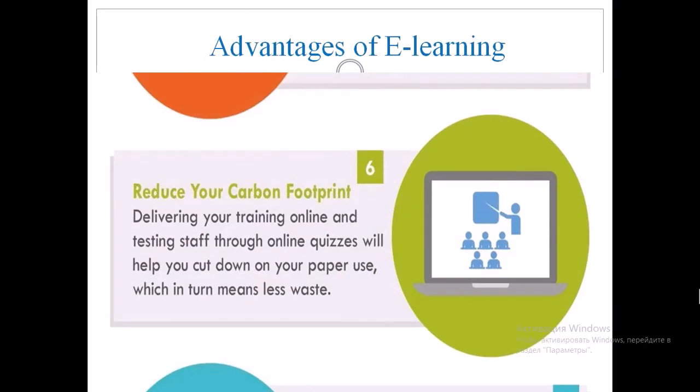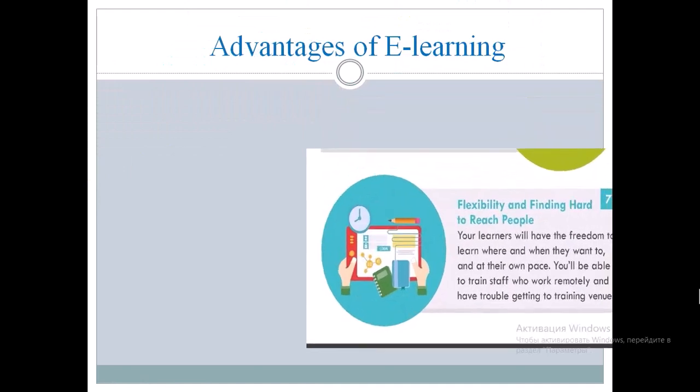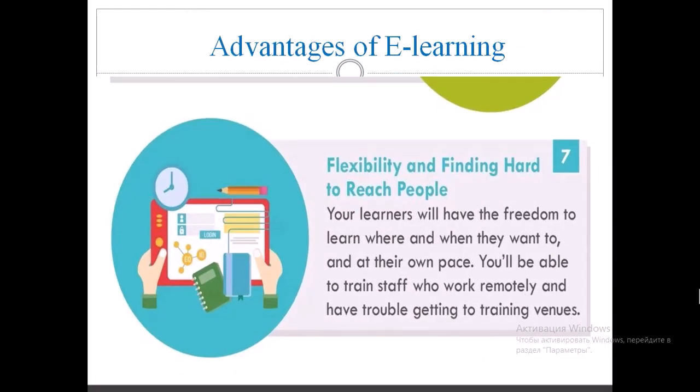The sixth advantage is reducing your carbon footprint. Delivering your training online and testing staff through online quizzes will help you cut down on your paper use, which in turn means less waste. Oh, it's a good advantage. And the last advantage is flexibility and reaching hard-to-reach people. Your learners will have the freedom to learn where and when they want to, and at their own pace. You will be able to train staff who work remotely and have trouble getting to training venues.